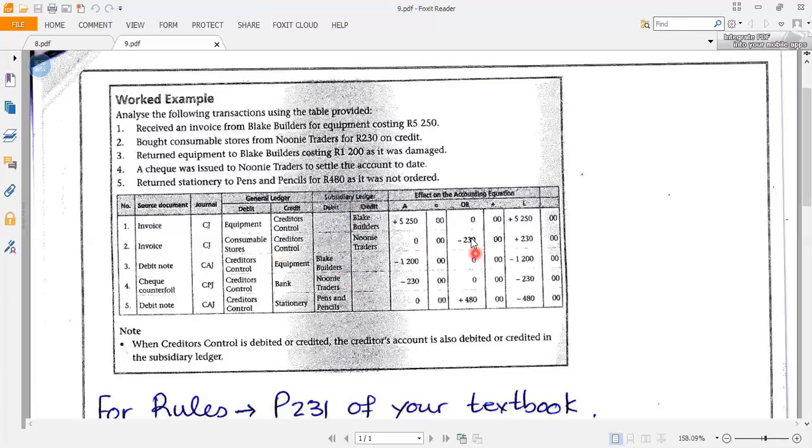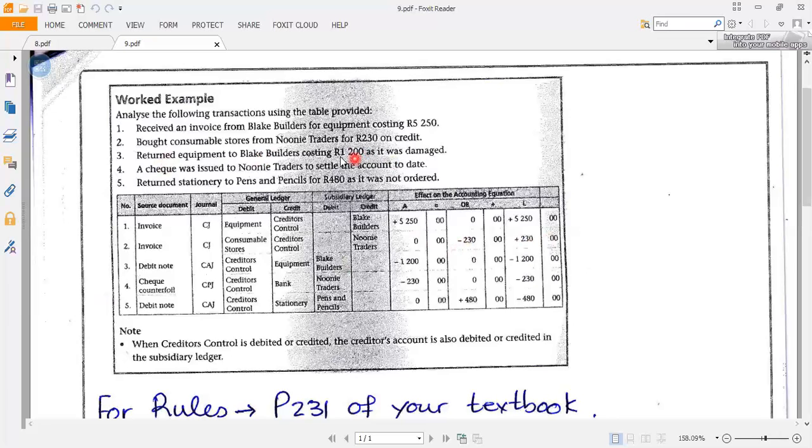Why? According to your debit rule, consumable stores minus under O. When you debit an expense, you minus under O. Okay, creditors control plus 230. So for this case, 0 is equal to minus 230 plus 230. Can you see there? A is equal to O plus L. Right. The third one: returned equipment to Blake Builders costing 1,200 as it was damaged.